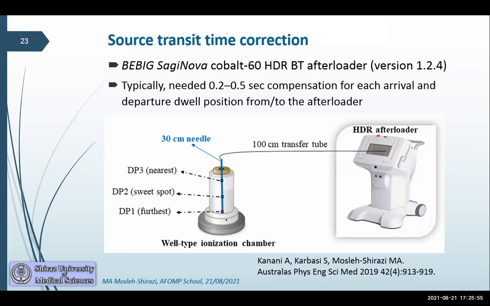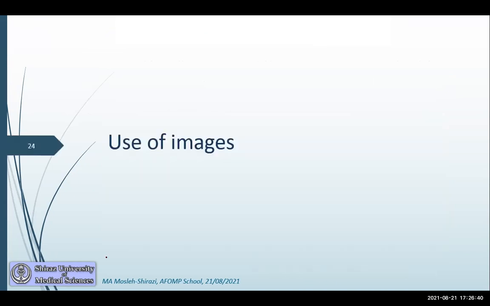Of course, any HDR unit, any machine you get, you need to do proper quality assurance and acceptance for it. We had a delivery of the big Saginova version 1.2.4, and as part of the commissioning process, we measured the source transit times and suggested in this publication that there should be something like 0.2 to 0.5 second compensation for that version, that is for transit in typical cases.